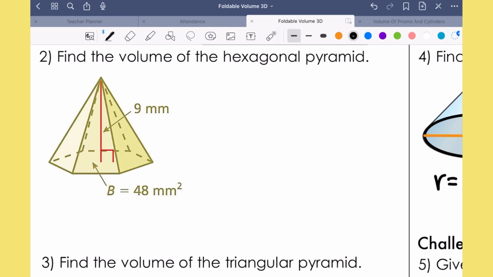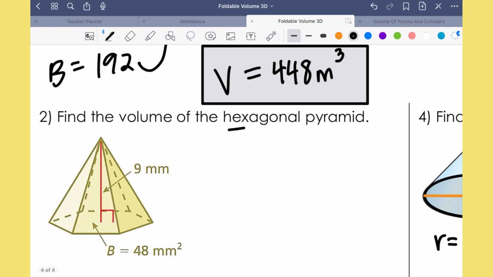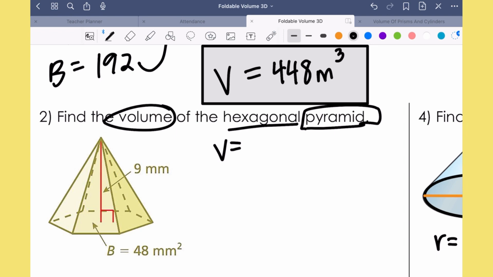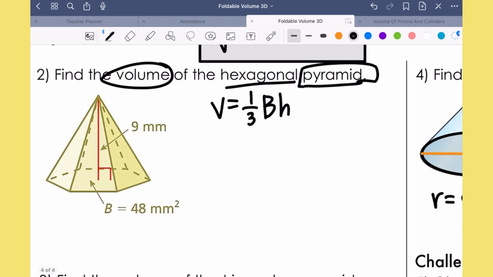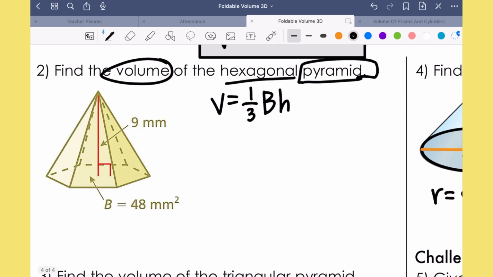Find the volume of the hexagonal pyramid. So keyword volume, that means I need my volume formula for a pyramid. So I'm going to write it down. That means you need to write it down also. Okay, and then now you're going to attempt to complete this problem. All right, go.